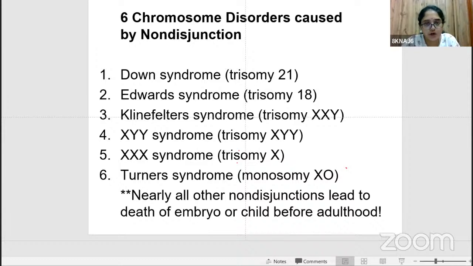There are a lot of clinical issues with the child that make it so difficult to survive. You have microcephaly, that is a small head, scalp defects, small eyes, then extra fingers, congenital heart defects, urogenital defects, and profound mental retardation. All of these are symptoms of trisomy 13. Edwards syndrome, that is trisomy 18, is seen in 1 in 3,000 newborns.